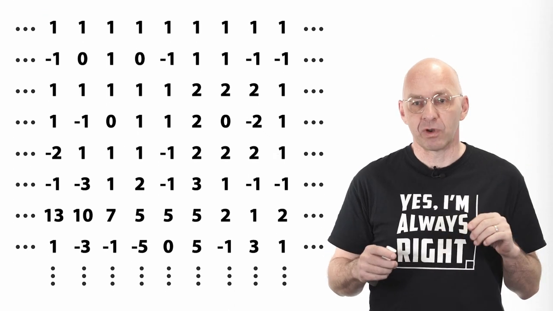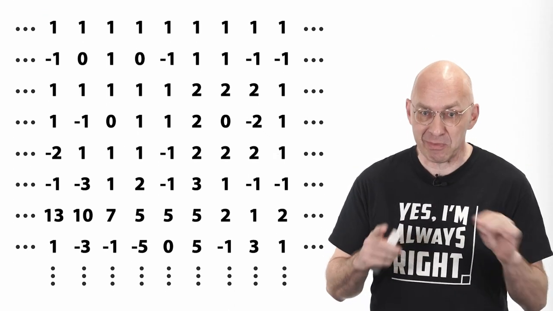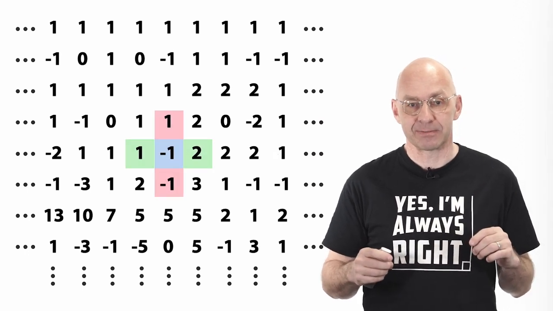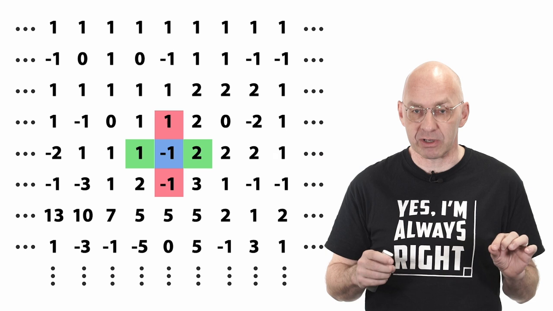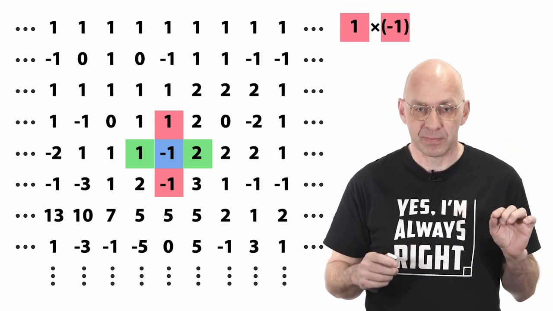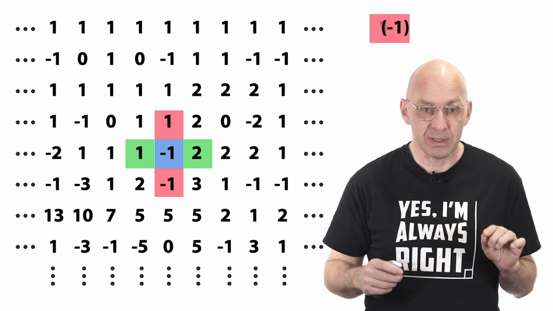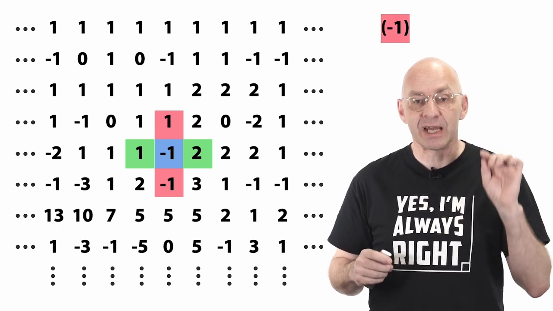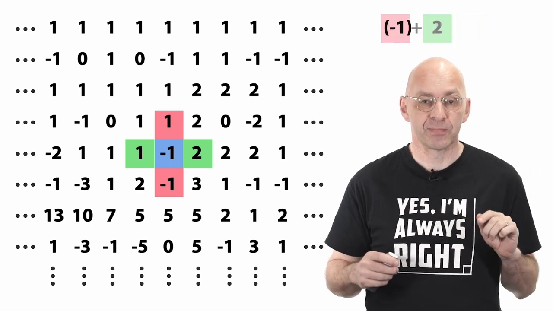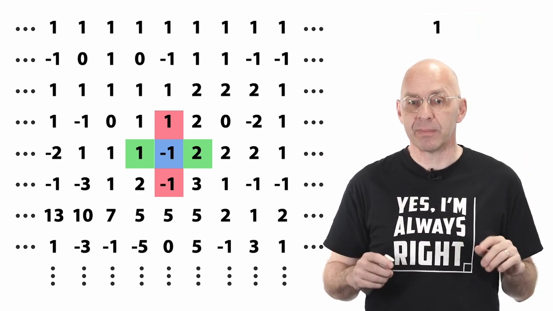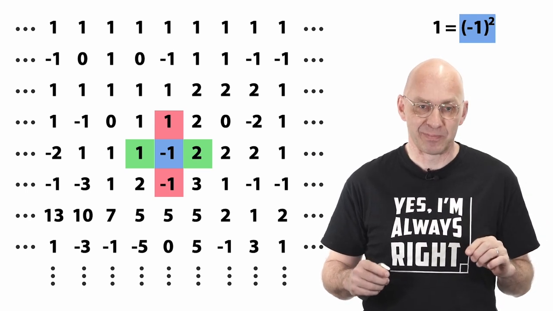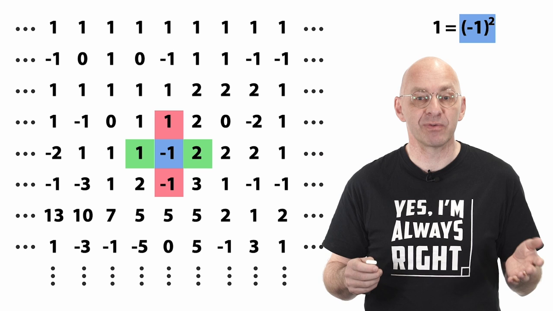But what makes this wall of numbers an officially sanctioned number wall? Well, it's the peculiar way in which neighboring numbers are connected. Have a look at this cross. The red number on top times the red number at the bottom, 1 times minus 1, that's minus 1, red times red minus 1, plus green times green, so minus 1 plus 2, that's 1, is equal to the square of the blue number in the middle. And that's true for every cross like this in a number wall. Red times red plus green times green equals blue squared.